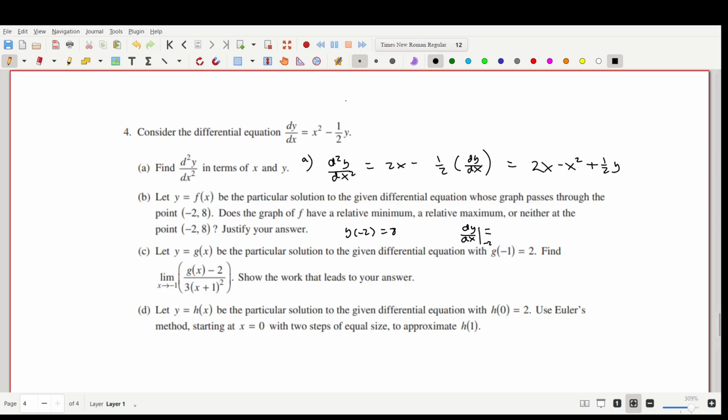let's see, -2 squared is 4. So negative 2 squared minus a half times 8, and that's going to be 0. And then d squared y dx squared is going to equal... Notice you can actually use this, so it's a little more convenient because you know this guy's going to be 0. And you can just say that it equals negative 4, because I'm just plugging in here, basically. And that's less than 0, so justify your answer by second derivative test: it's a max.